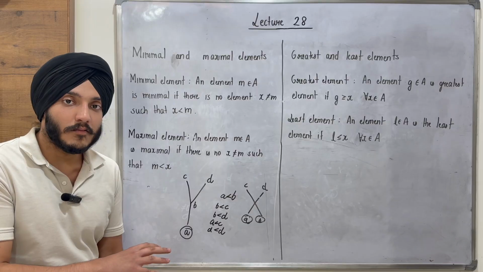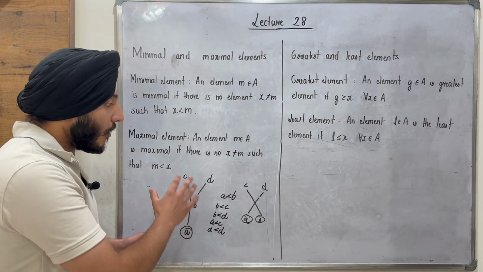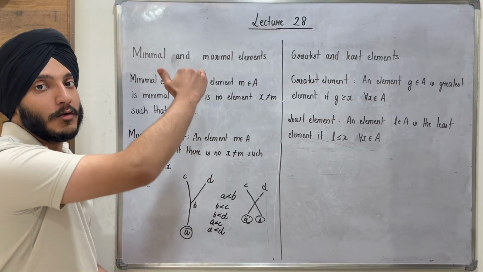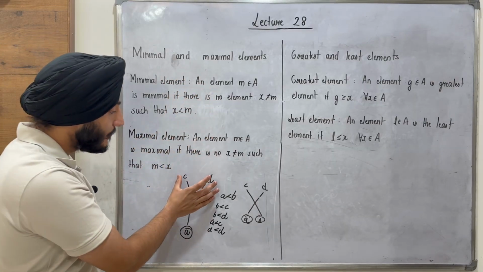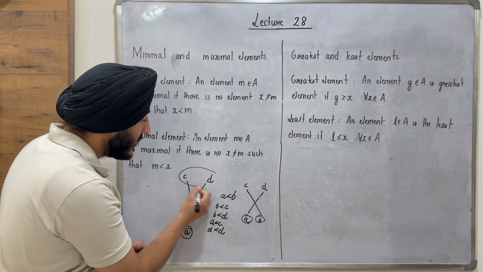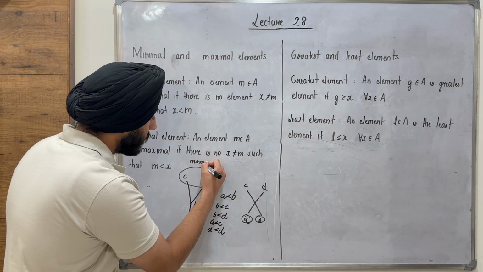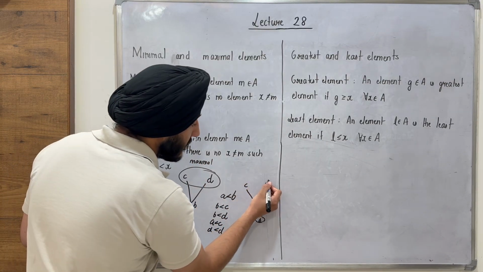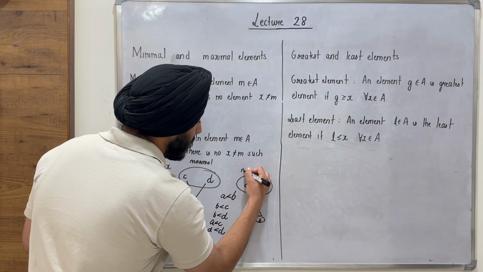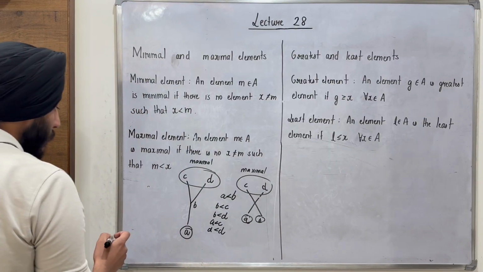So in terms of a Hasse diagram, what we are talking about is that all the values which lie on the topmost level are going to be the maximal elements. So in this diagram, C and D are going to be the maximal elements. And in this case as well, C and D are going to be maximal elements. Now, if I give you another example.